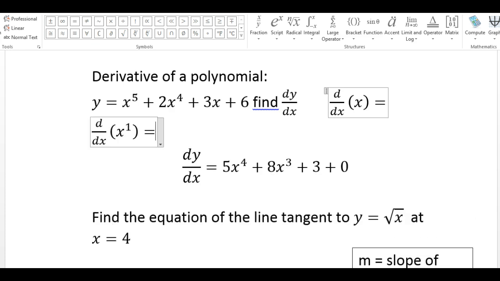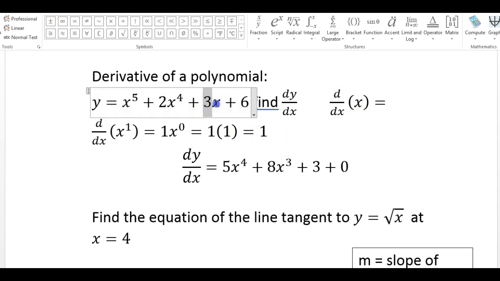You bring the 1 forward, and then you take off 1 from the power, so x to the power 1 minus 1 is 0. So 1 times x to the 0. Well, any number to the power of 0 is 1, so it's 1. Remember that, this is a side result: the derivative of x is 1.